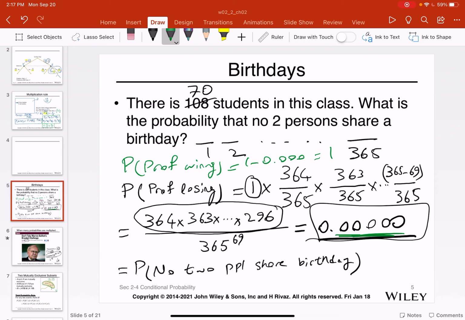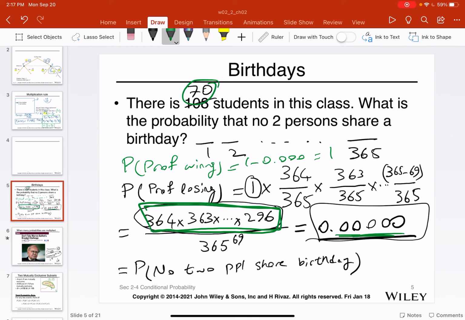I think my memory tells me that with 70 people, we are going to get a very small number. It's going to be 365, probably 364, but there are many things that you need to multiply. That's the issue. You have to multiply all of these numbers. Why do you multiply only two? Because two people share this. That's a different question, this is not the same.